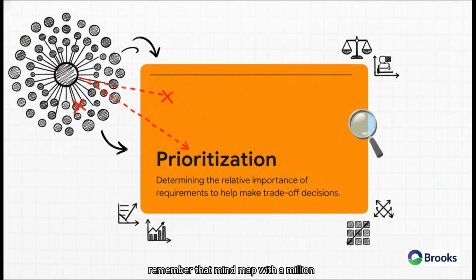So remember that mind map with a million different feature ideas? Well, we can't build all of them, at least not right away. Prioritization is the technique we use to make those tough trade-off decisions. It's about systematically figuring out what's most important so we can deliver the biggest bang for our buck right now.